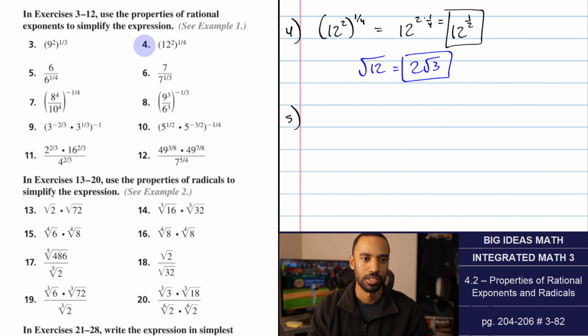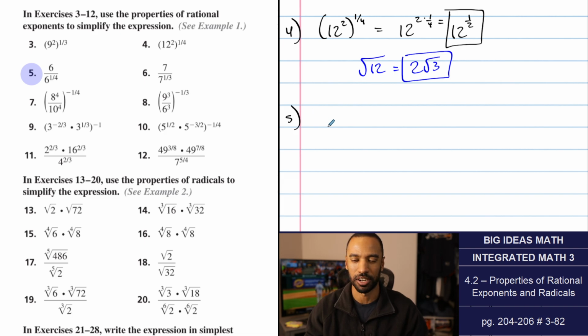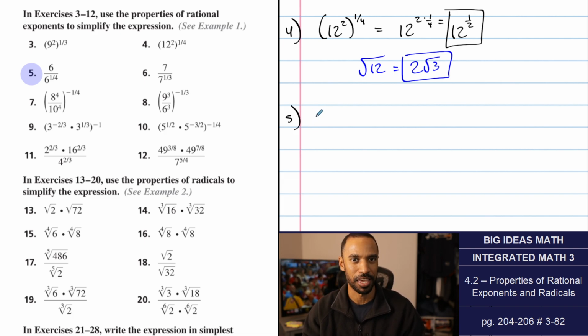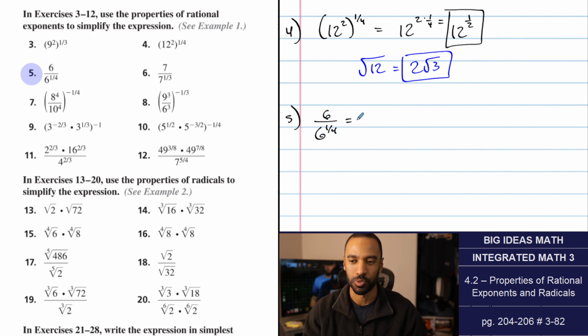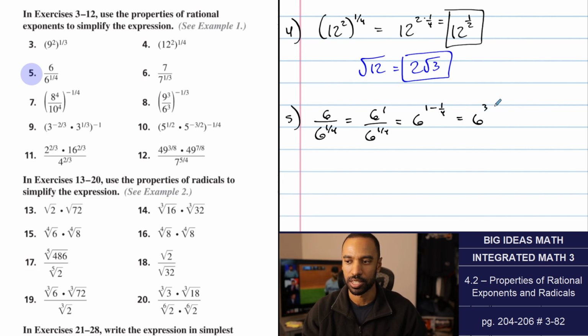Number 5, 6 over 6 to the 1/4 power. I think it's at this stage when these numbers get a little bigger that I'm going to give up on saying the other things I was saying. So 6 over 6 to the 1/4 power. Now we probably just want to advance forward. This is 6 to the 1st power over 6 to the 1/4 power. So we're going to do 6 to the 1 minus 1/4 power. Now 1 minus 1/4 is 3/4, so that's 6 to the 3/4 power. And like I said, I'll just leave that one be.